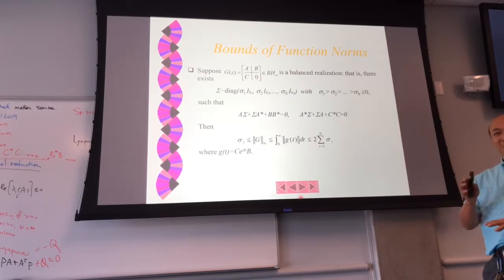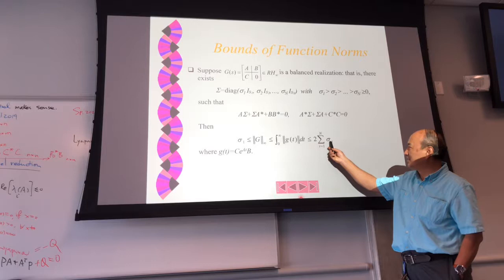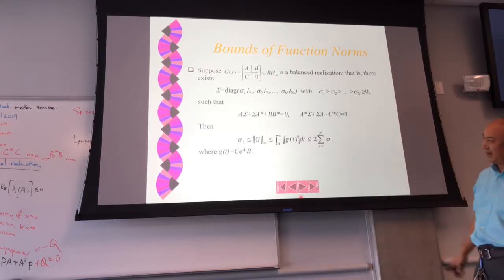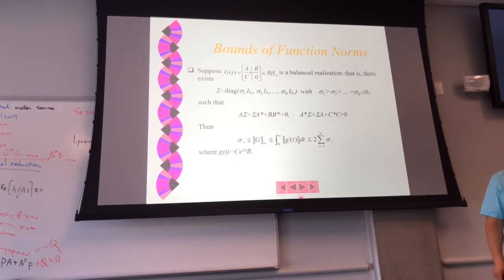And what is the bound of that? It's beautiful. The bound is less than 2 times all the Hankel singular values added together. So this is beautiful, right? And this is the impulse response when the control U is an impulse. This is C, e to the At, and B. This is the impulse response of the system.